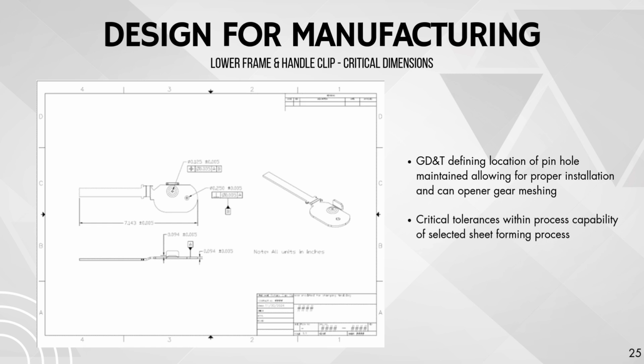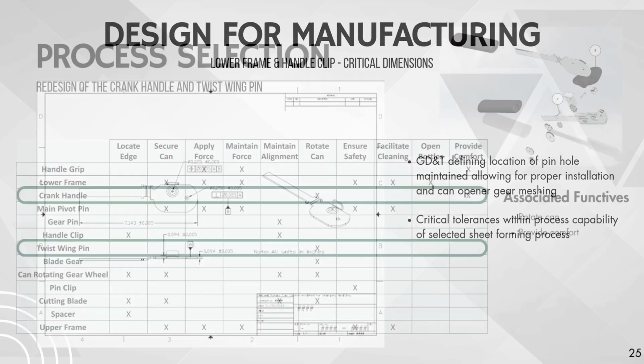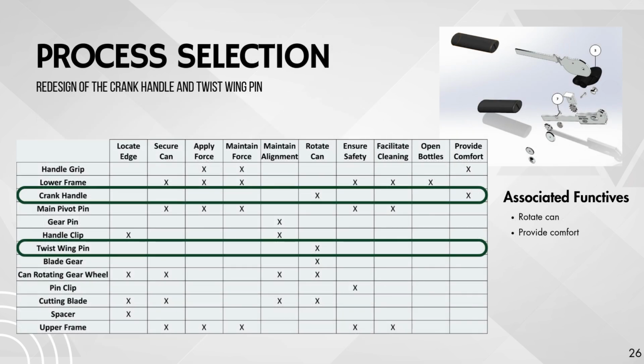The critical dimensions of the redesigned lower frame integrated with the handle clip remain unchanged and will allow for proper gear meshing and twist wing pin rotation. Looking again at the function component mapping matrix, the crank handle and twist wing pin share the function rotate can, making them a strong candidate to be combined.